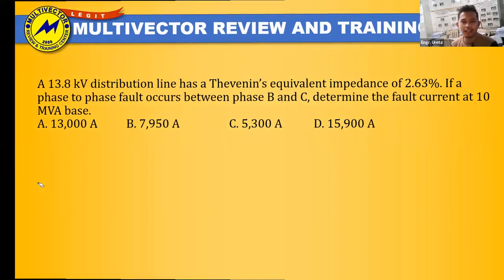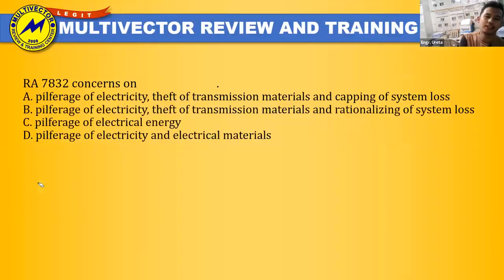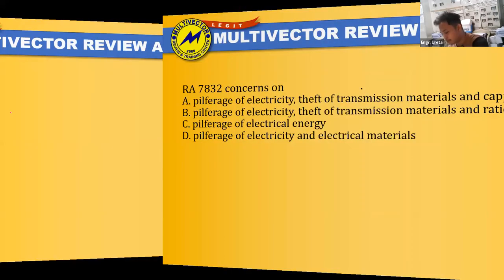Okay, so RA 7832 concerns, so letter B, no? So pilferage of electricity, theft of transmission material, and rationalizing of system loss. So letter A, EL loss. Okay, so next problem.